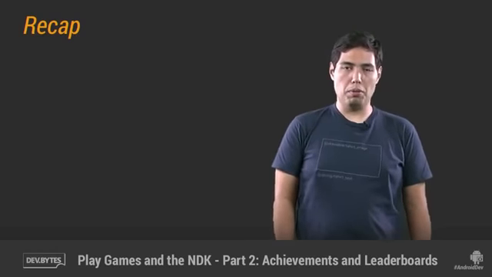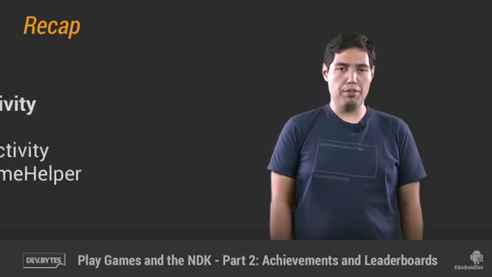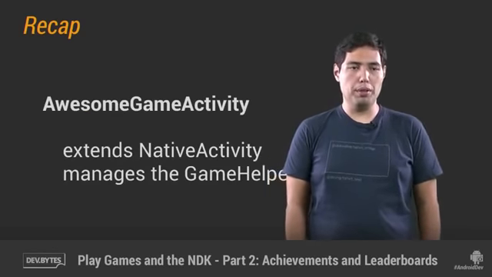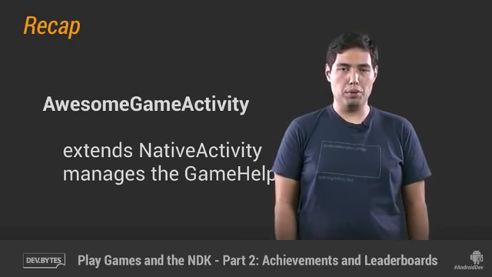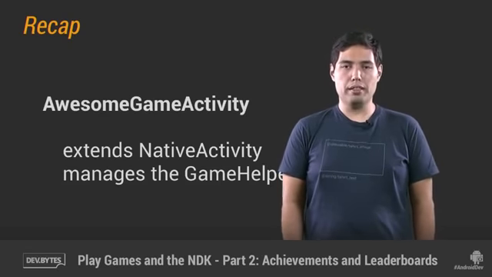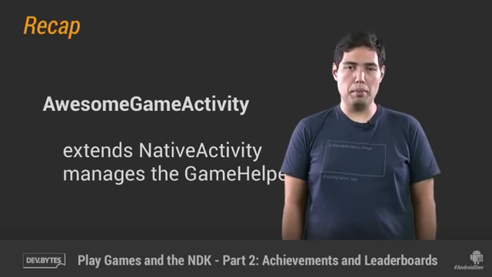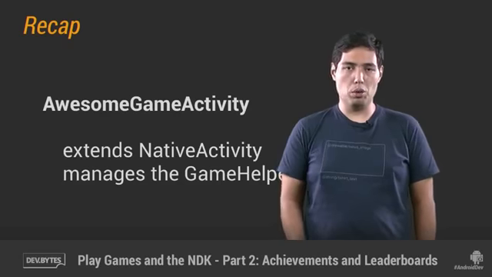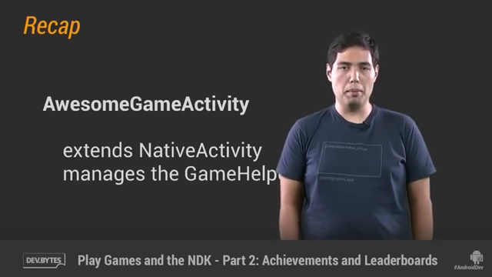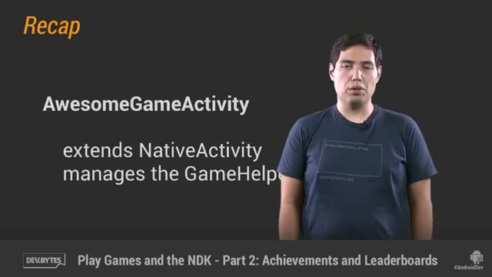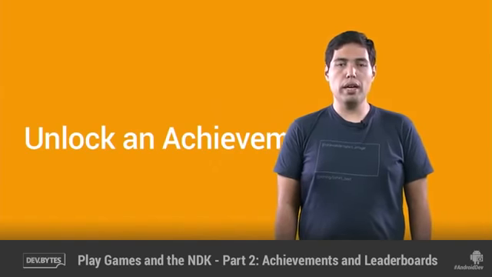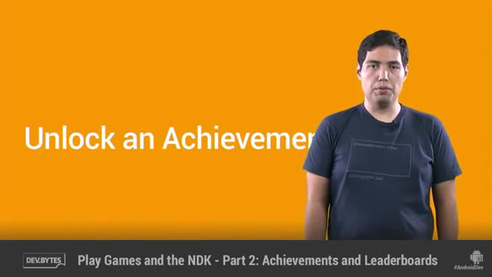So to recap from the last episode, you have your awesome game activity, which derives from native activity, and then we're implementing a few callbacks, and that class actually manages the game helper object. So you're just hooking up the callbacks, and then the game helper is actually doing the actual work. So how do you go ahead and unlock an achievement from there?